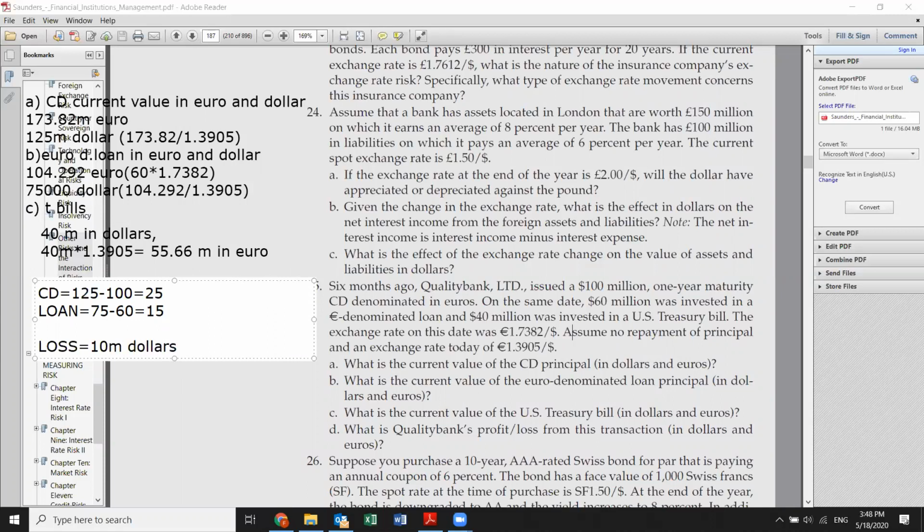Very good. So these are the dollar amounts. That means that you really got it. This is in dollars, but in euros it will be 10 times 1.39, which is 13.9 million in euros. This is how you calculate the profit and loss when foreign exchange risk takes place. You calculate the CD, this is the liability side, and this is the asset side.